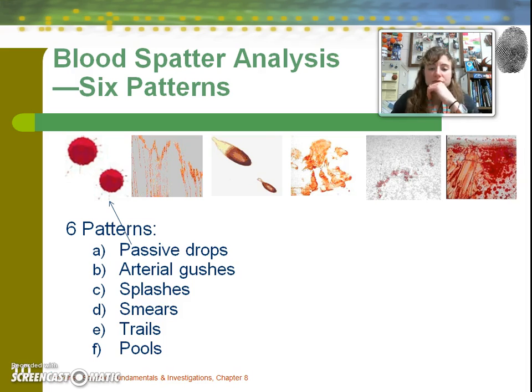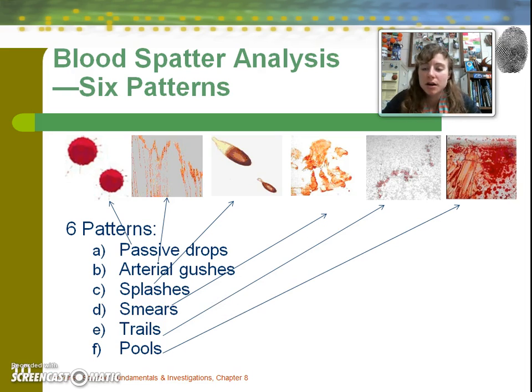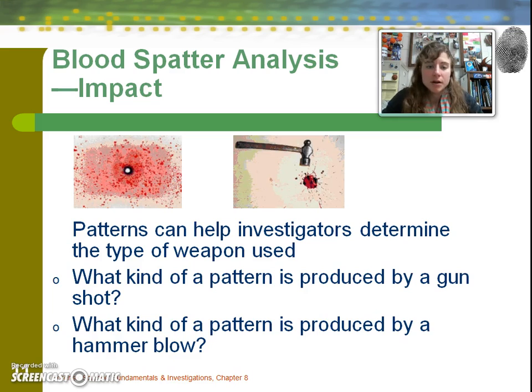So we've got our passive drops, arterial gushes, and you'll see it does go in order here: splashes, smears, trails, which would be like if someone is already bleeding and moving from point A to point B, and then pools, something that accumulates in a pool there.